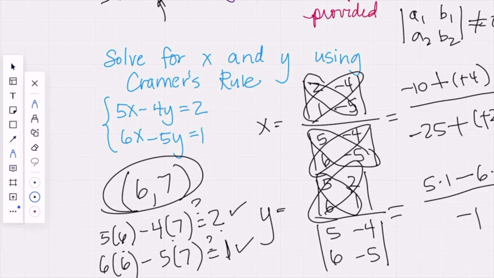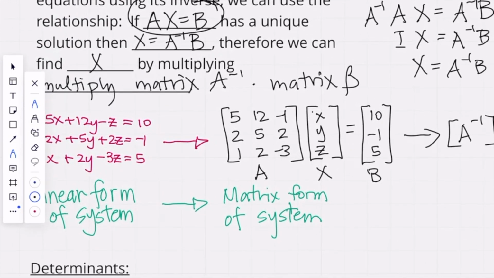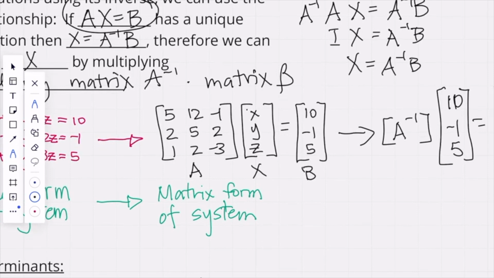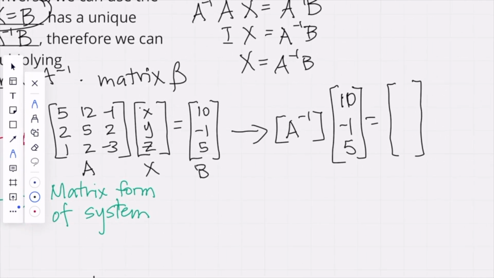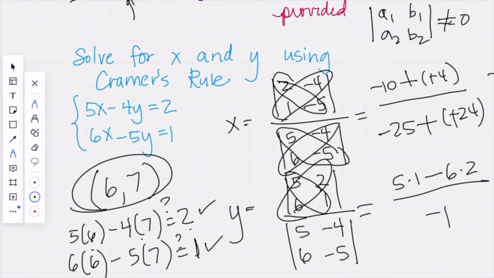Who knew there were so many different ways to solve systems of equations? We learned 3 different ways, actually, to solve a system of equations using matrices. One, we talked about using RREF in our calculator. 2, we talked about using this matrix form of a system and using the inverse of the coefficient matrix, multiplying it by the constant matrix, and that should give us our solution. And then 3, we talked about using Cramer's rule. So, wow, 3 new ways to solve systems of equations.